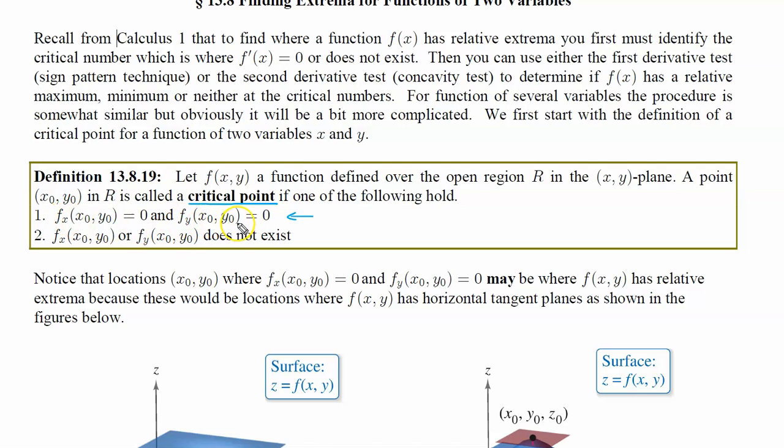So that's the first type of critical point where these two are satisfied, or either the partial with respect to x or the partial with respect to y at this point does not exist. If one of these two conditions holds for this point, then we call that a critical point. And those are where you may have possible relative extrema. Once again, it doesn't guarantee it, but it's where you may have it. Now, just some graphics down here illustrating why we need to consider these points.